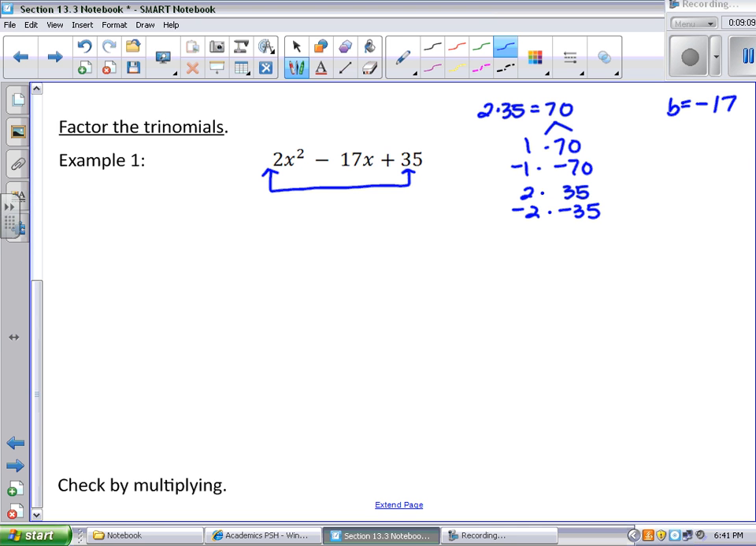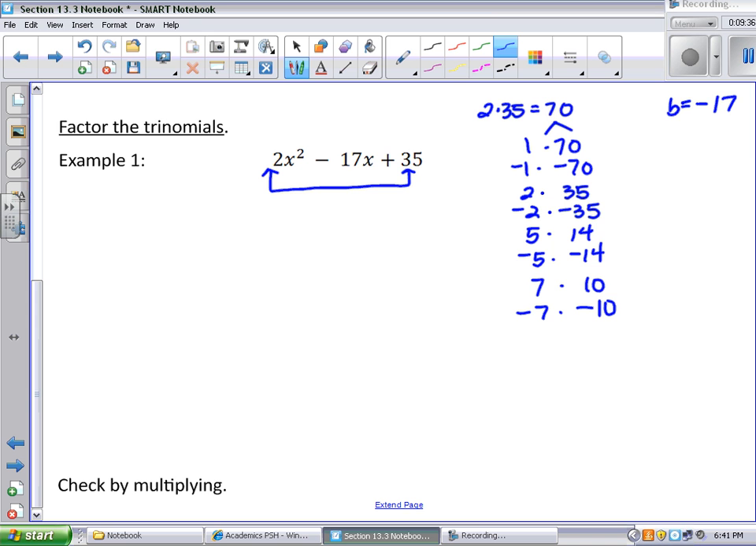3 is not a factor. 4 is not a factor. 5. 5 times 14, or negative 5 times negative 14. 6 is not a factor. 7 is a factor. 7 times 10, or negative 7 times negative 10. 8 is not a factor. 9 is not a factor.